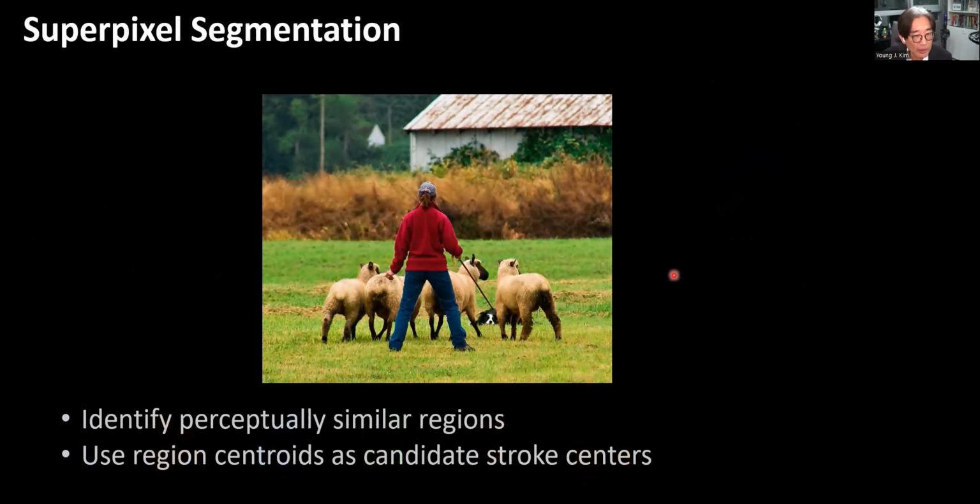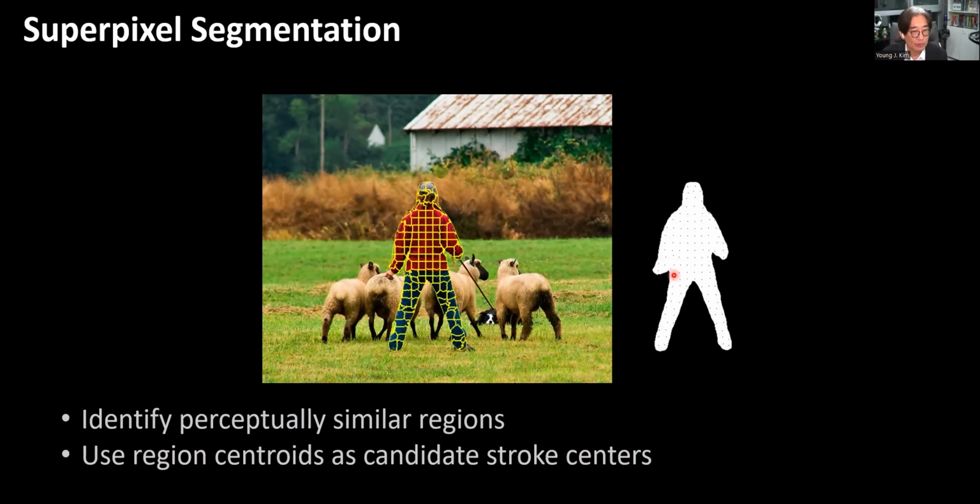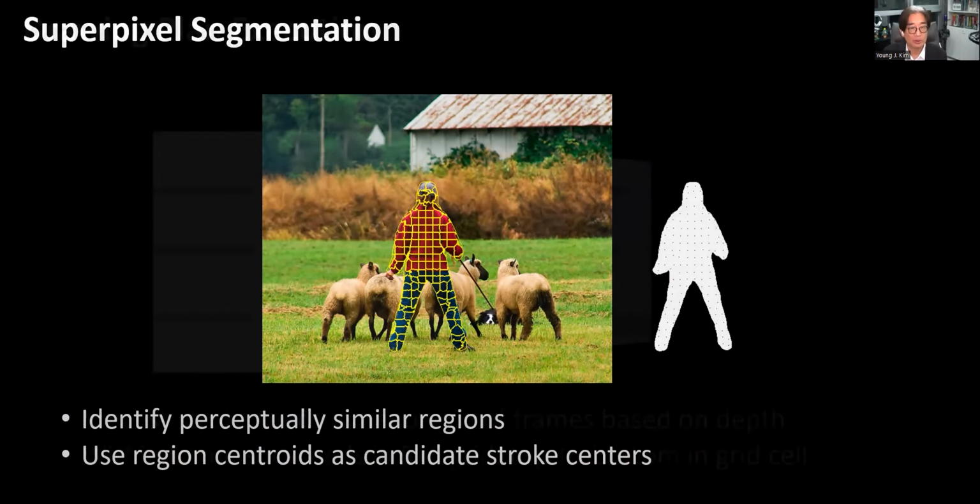And then for each segmented region, we group the perceptually similar pixels, which we call a superpixel. And then for each group, we find the centroid, which will be the beginning of the painting strokes. They will serve as the beginning of strokes. Start from there and start to draw.